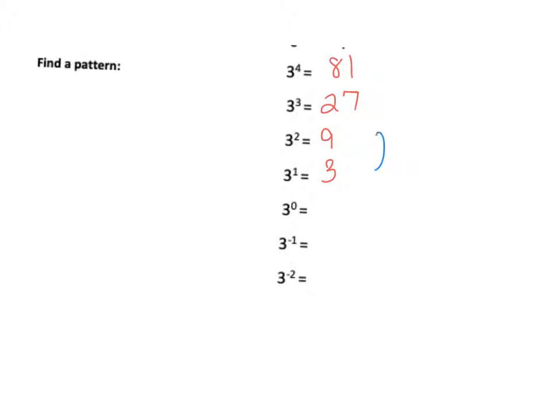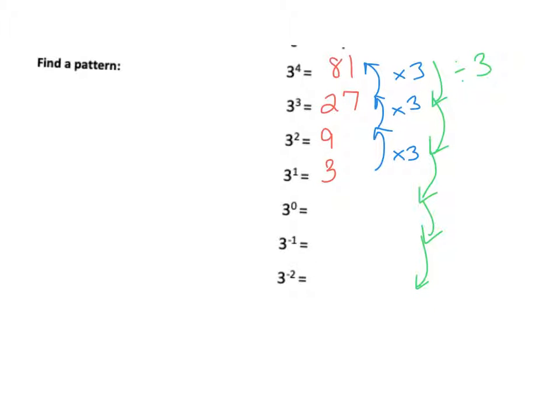Now, as you go up the chart, what is happening to get to the next number? Well, you're multiplying by 3 each time. If you take 9 times 3, you get 27. 27 times 3 gets you 81. So if we reverse this pattern and we go down the chart, what operation would you be doing? Hopefully you said division. 81 divided by 3 is 27. 27 divided by 3 is 9, etc.